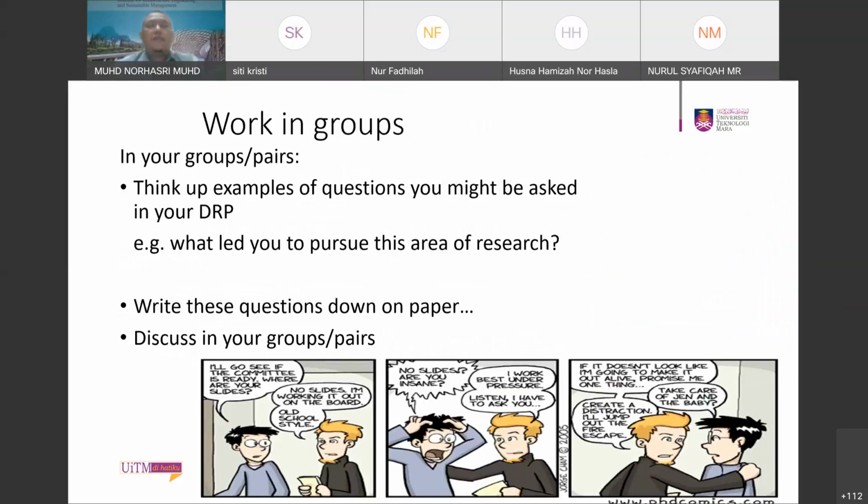Work in groups. Till now, my research team, which involves my PhD student, also my FIP, and also my technician, we try to plan at least a month. We have a meeting twice between us. So that's the working group.